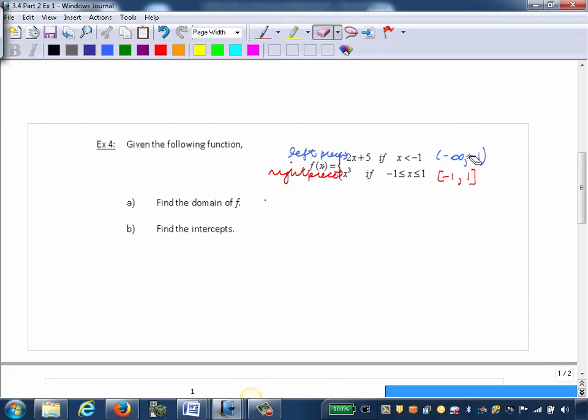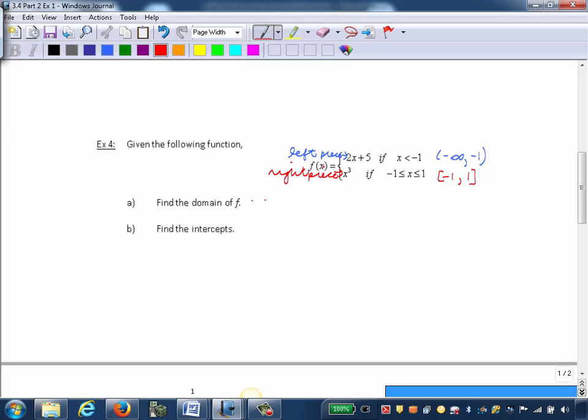So this function f is these two pieces joined together. So the domain of f will be these two individual domains joined together. So the leftmost point would be negative infinity, goes all the way to negative 1, not including 1. Then it picks up in the right piece, including negative 1, and goes all the way to 1. So this graph is going to go from negative infinity to 1, and we put the bracket on there to include the 1.